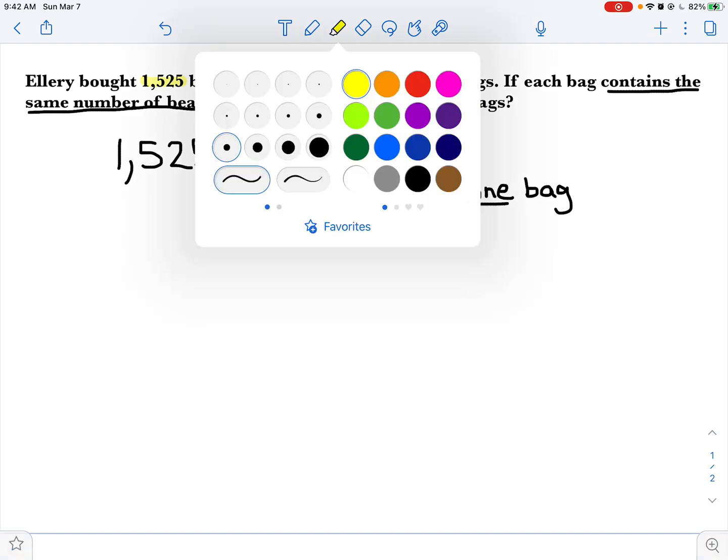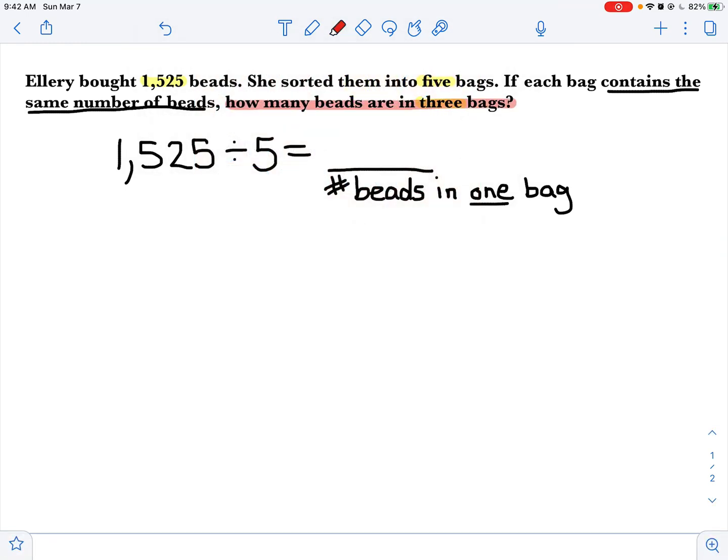Then it says as a second section here, how many beads are in 3 bags? So once I've solved to find out how many beads are in one bag, what am I going to have to do? Okay, so I'm going to use our letters. Do you guys remember how we used our letters to represent something? So I'm going to do 1,525 divided by 5 to find B, the number of beads in one bag. Once I've done that, I'm going to take the number of beads in one bag, and I'm going to have to multiply that by 3 to find out how many beads are in 3 bags. And I'm going to label that T. So that's 3 bags. Okay?